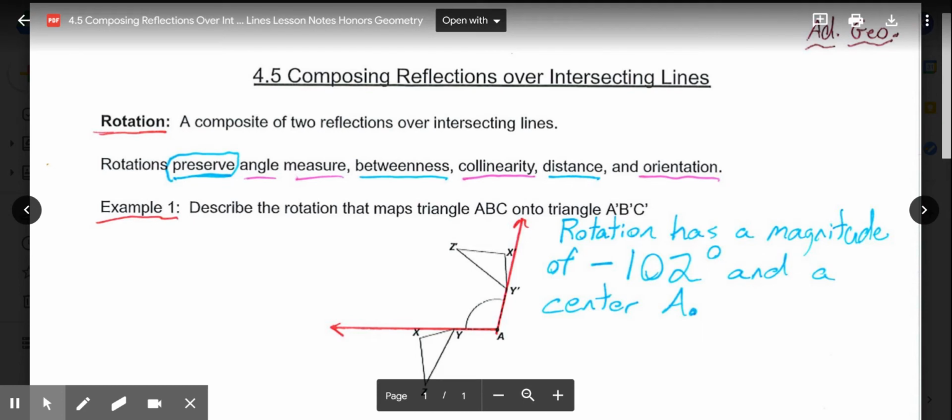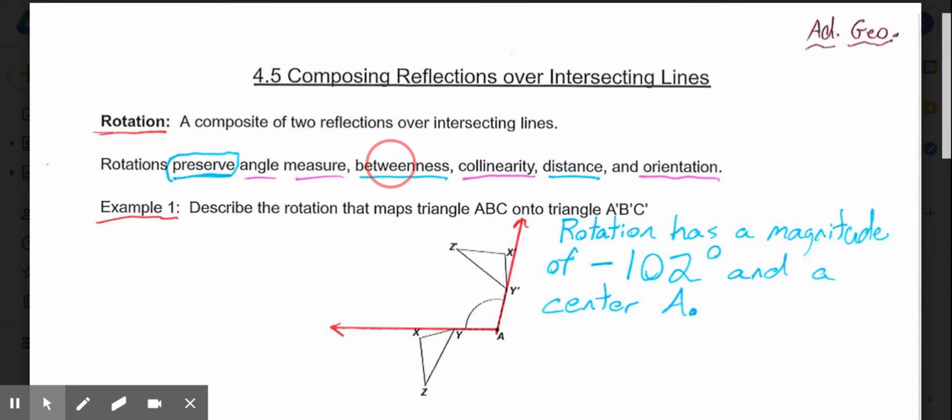Our rotations preserve the following. Rotations preserve angle measure. They preserve point betweenness. They preserve collinearity. They preserve distance between points. And they keep the same orientation. So our reflection, the original reflection, we know orientation gets reversed. When we're doing a rotation, that orientation is still the same. So if your first pre-image is clockwise, your final image after the two reflections is also clockwise.